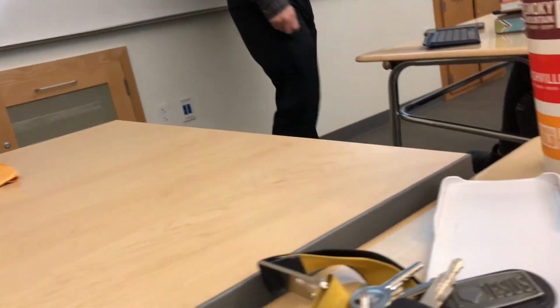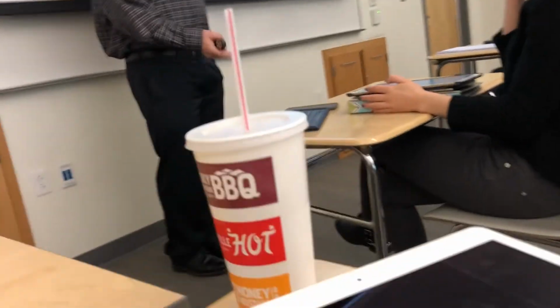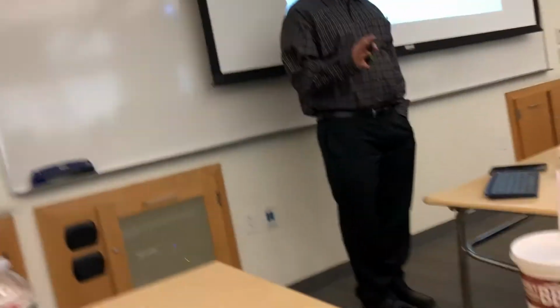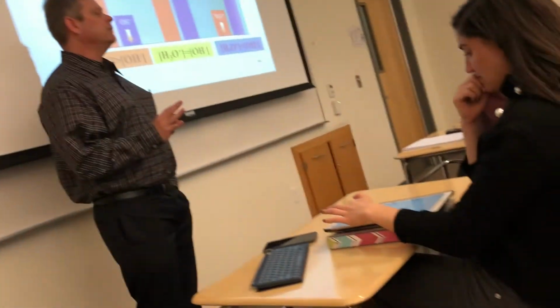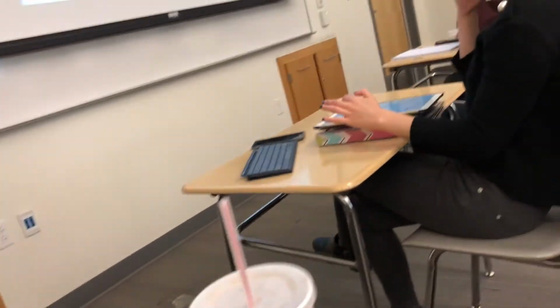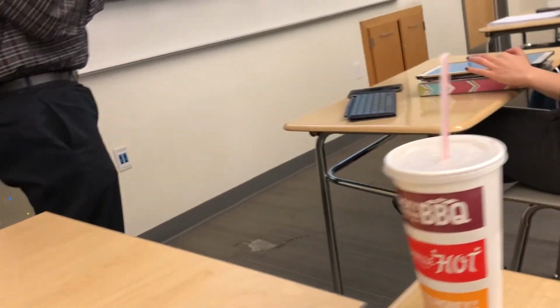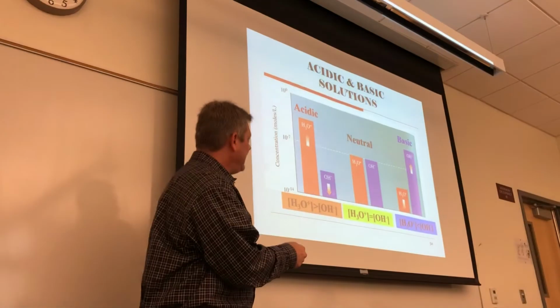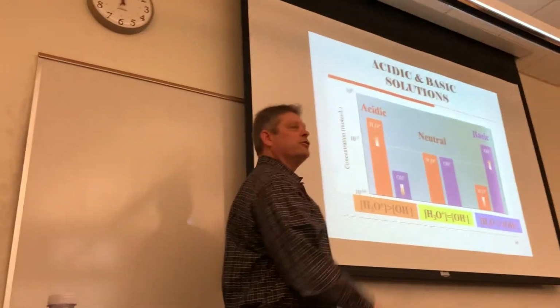Then the Kw is 1.0 times 10 to the minus 14. Okay, everybody remember those terms? Those are important things that you need to know. So then, when I have the hydronium ion that's greater than 10 to the minus 7, that means the hydroxide's less. That creates an acidic solution.